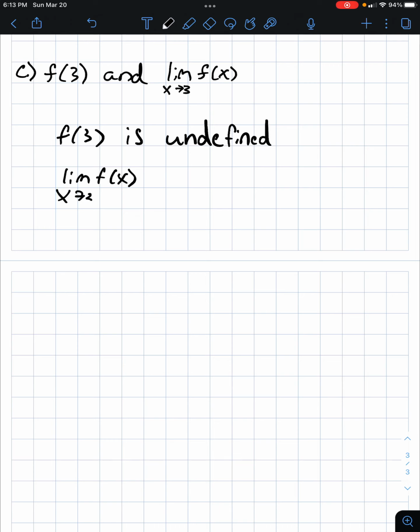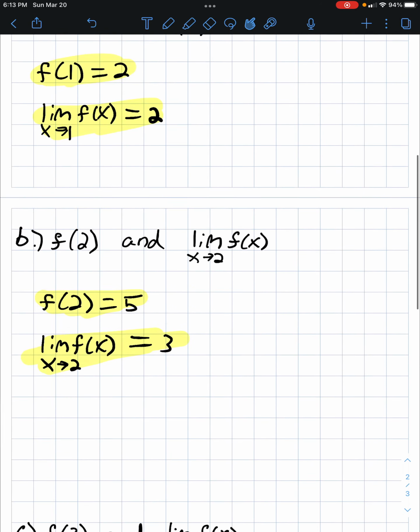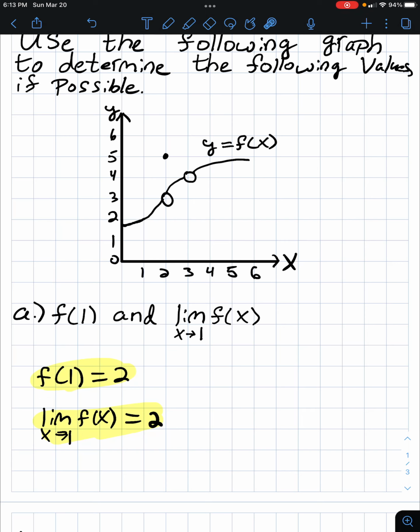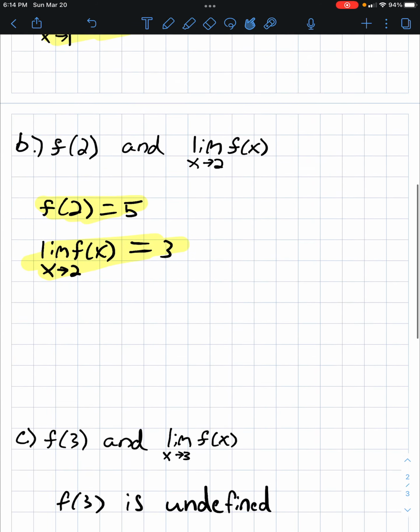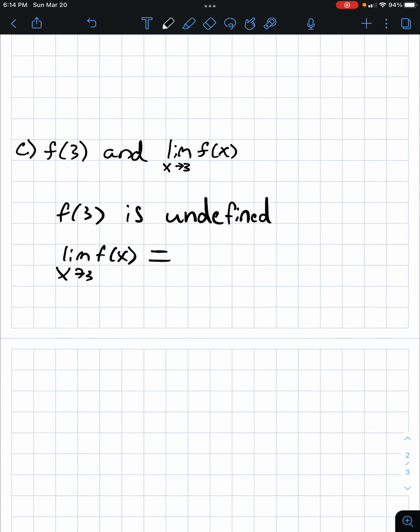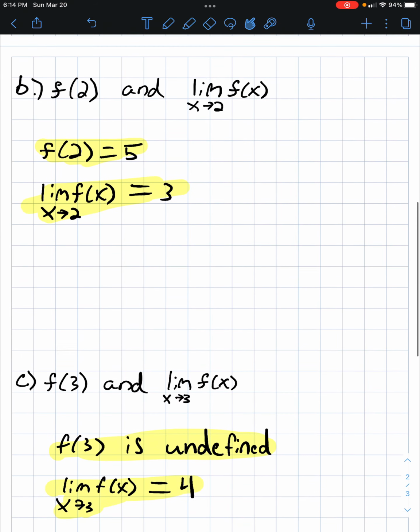Now, however, what is the limit of f of x as x approaches 3? Do we have a limit? Let's see. As we approach 3 from the left-hand side, oh, looks like it's going to be 4. And if we approach 3 from the right-hand side, oh, it also looks like it's going to be 4. So, as we approach 3 from either side, the limit of f of x as x approaches 3 is equal to 4. Even though f of 3 itself does not exist, the limit does exist. And that is the solution to the problem.